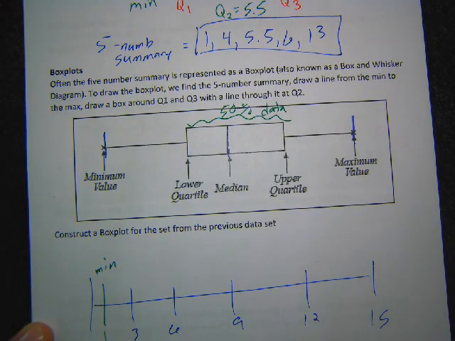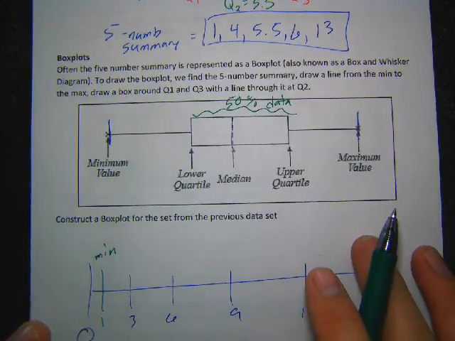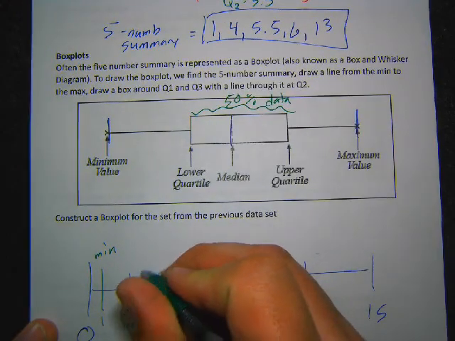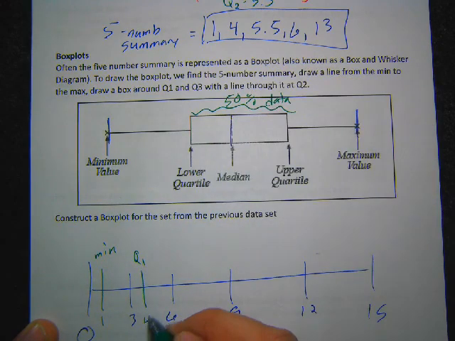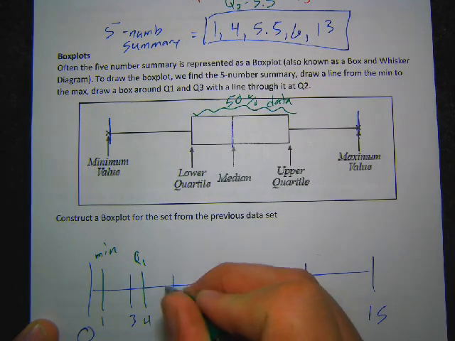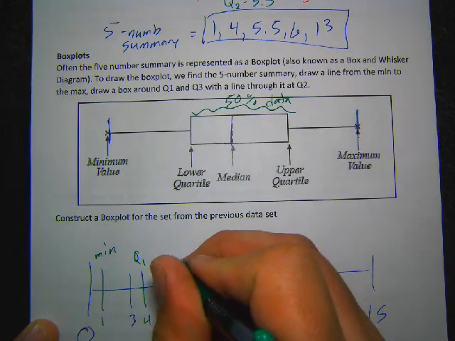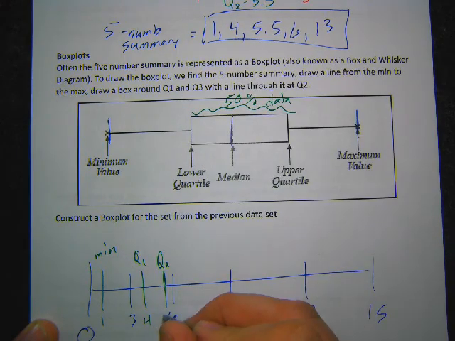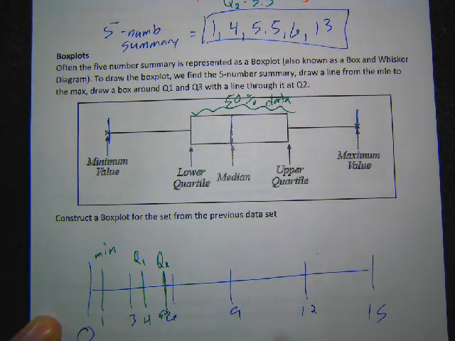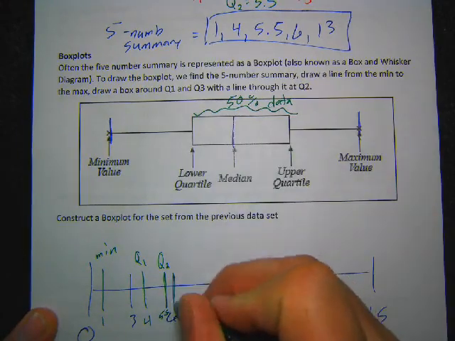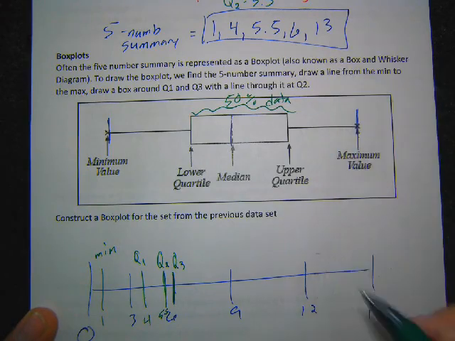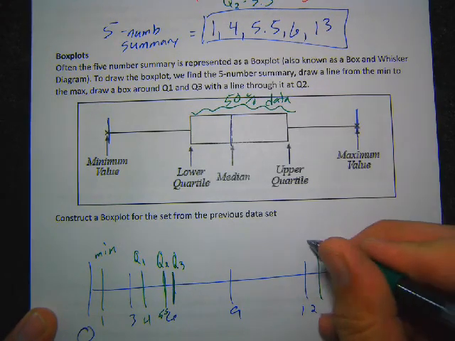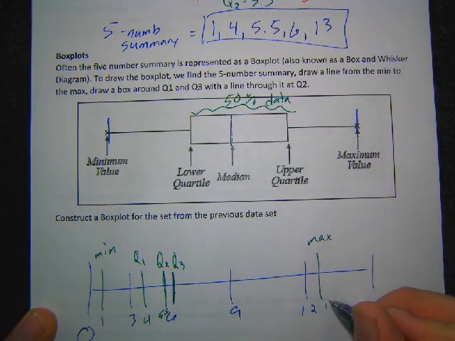I'm going to have a value at 4, which is going to be like here. So this is my Q1, my first quartile. That's 4. My value at 5.5 is actually right here. So this is going to be my Q2, 5.5. I'm going to have a value at 6, so that's actually right here. That's Q3. And then I'm going to have a value at 13, which is all the way over here. This is going to be the max, 13.